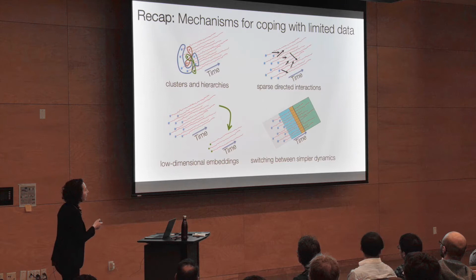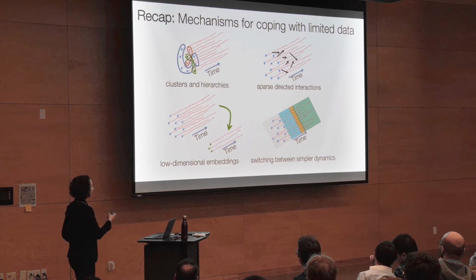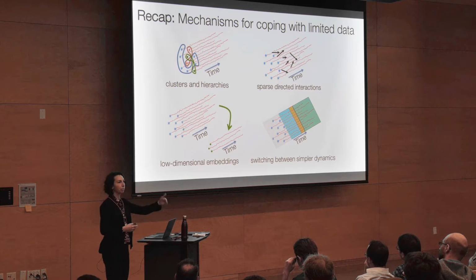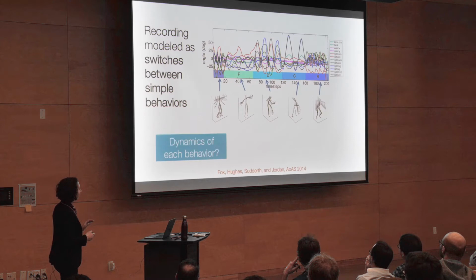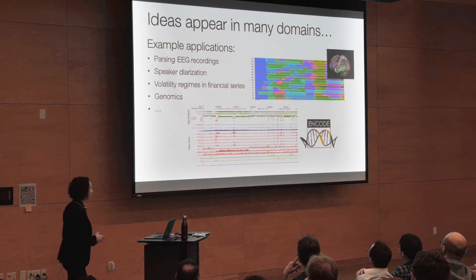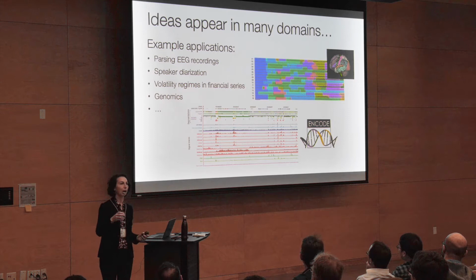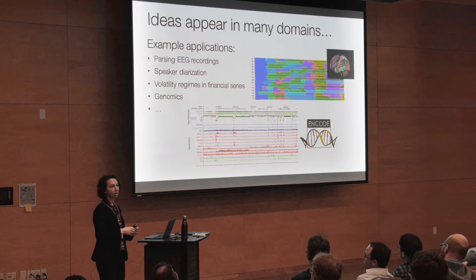But there's another way we can think about sharing information in our time series, and that's to think of switches between simpler sets of dynamic behaviors, where we're sharing information across time if we see the same behaviors appearing again and again. In the interest of time, I'm going to skip this part, so come talk to me afterwards about it. But the point is that for many complex dynamical processes, you can describe the dynamics as switches between a set of simpler dynamic behaviors using things akin to hidden Markov models.